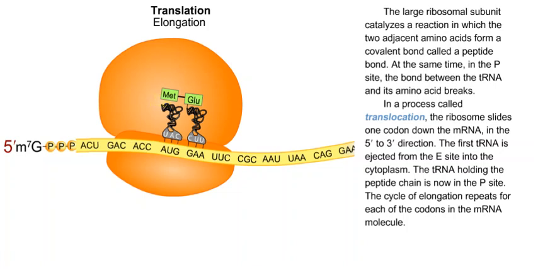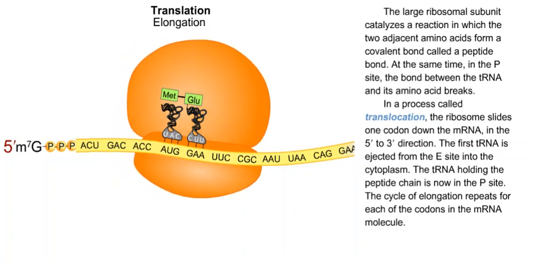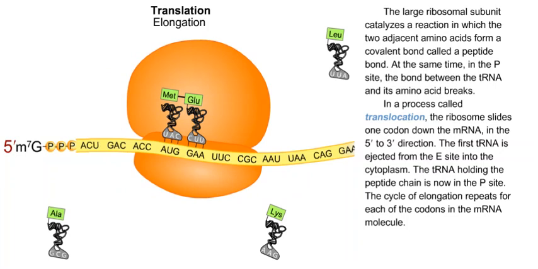In a process called translocation, the ribosome slides one codon down the mRNA in the 5' to 3' direction. The first tRNA is ejected from the E site into the cytoplasm. The tRNA holding the peptide chain is now in the P site. The cycle of elongation repeats for each of the codons in the mRNA molecule.